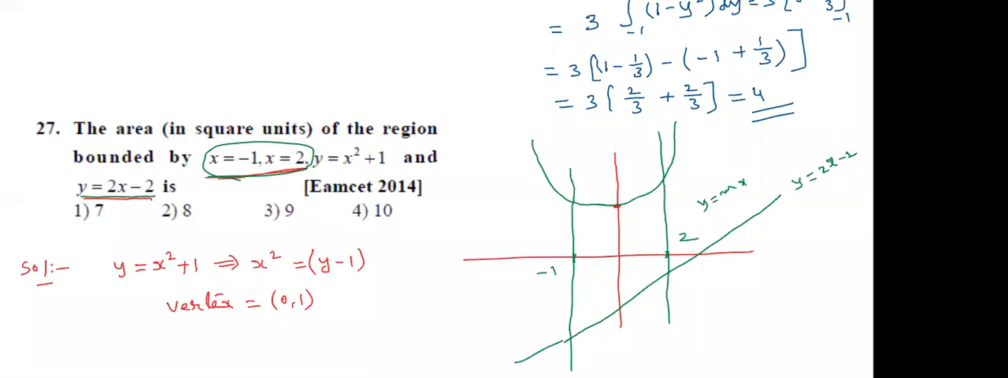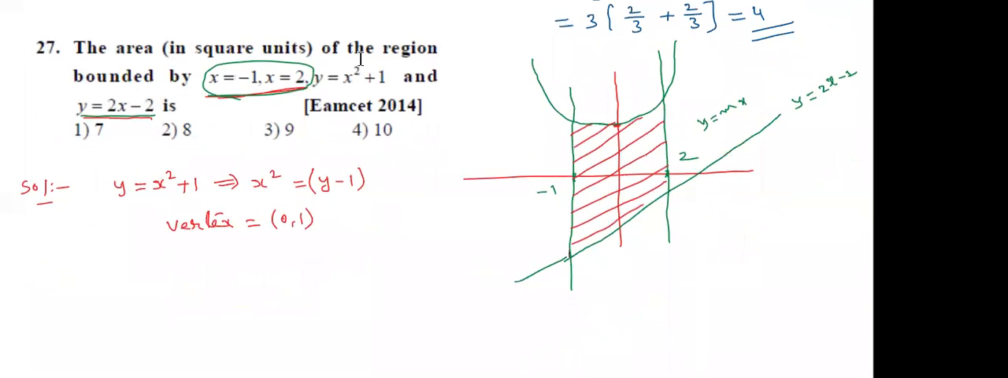This is the line y is equal to 2x minus 2. Now the required area is this. This is the required area. Friends, how to find this area between the limits -1 to 2? So directly we can write the answer.